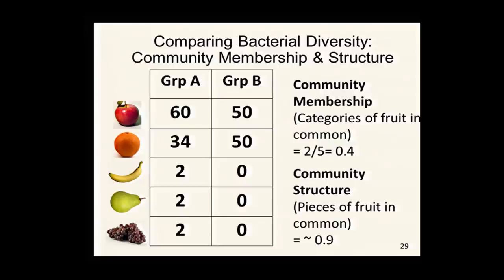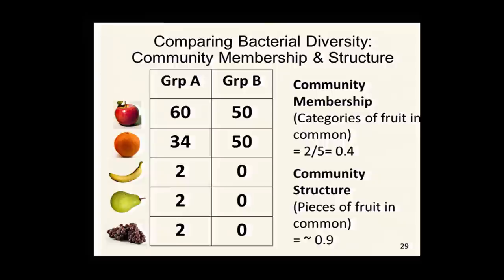Okay, so here's the kind of analysis that I'm going to do. I'm going to talk about it in terms of fruit salad. So let's say that I have two fruit salads, and they each have 100 pieces of fruit in them, but one of them has 60 apples, 34 oranges, 2 bananas, 2 pears, 2 grapes. If I'm going to say, have I made the same fruit salad twice? This is really what I'm looking at when I'm talking about, are these two bacterial communities the same, and I've got 100 sequences in each one.